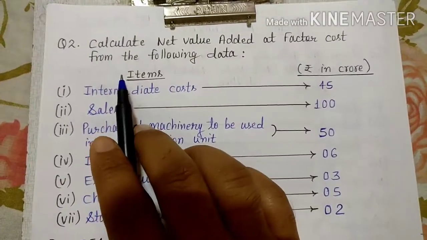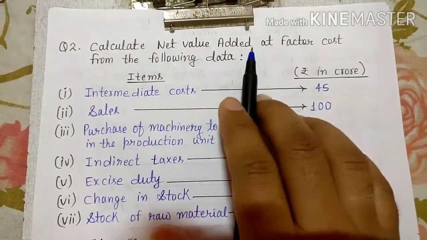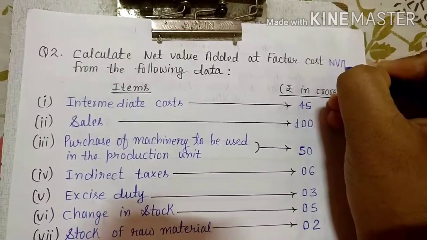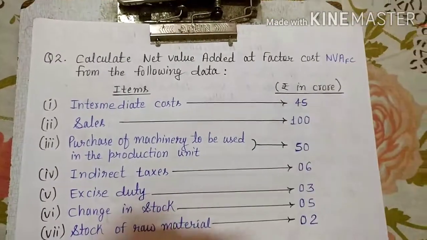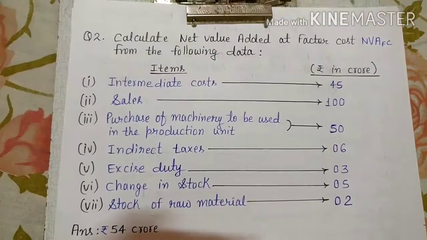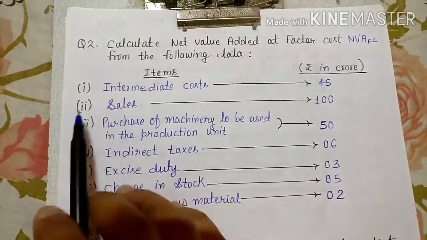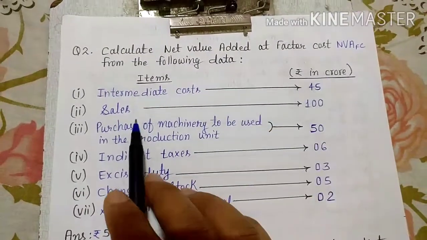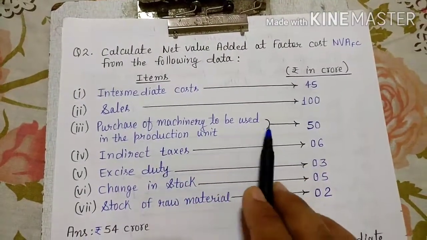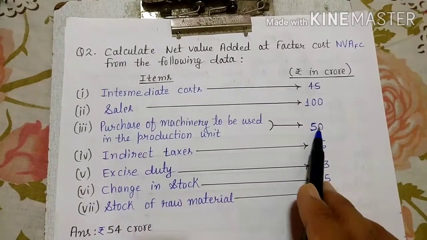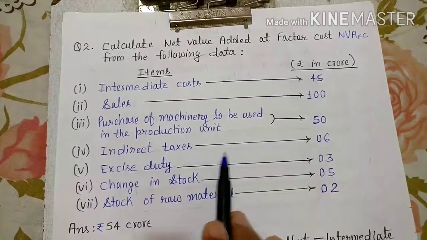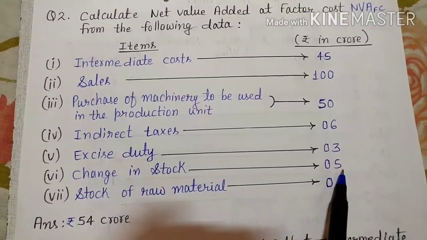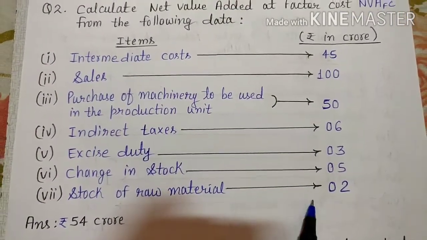So now move to the second question, that is, calculate net value added at factor cost. Again we have to find out NVA at FC. Okay, so check out the items which are given in the question. Intermediate cost rupees 45 crore. Now rupees in crore given. Sales given 100 crore. Purchase of machinery to be used in the production unit is 50 crore. Then indirect taxes are given, 6 crore. Excise duty is given, 3 crore. Change in stock is given, 5 crore. Stock of raw material given, 2 crore.